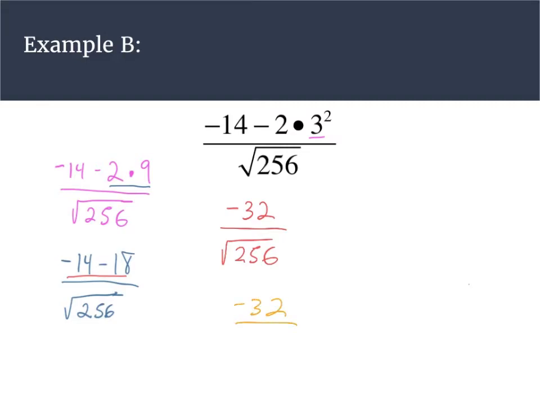all over 16. And now we just have a straight division problem. Negative 32 divided by 16. I know I've got a negative divided by a positive, so my answer is going to be negative. And 16 goes into 32 twice, so I know my answer is going to be negative 2. So again, I'm going to circle my answer so that I can easily find it on a test or a quiz or a classwork. And I'm going to go on to the next example.